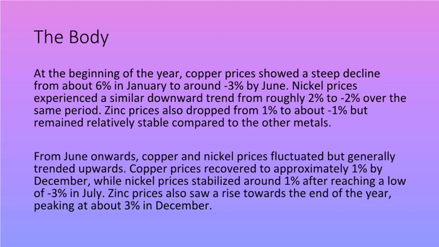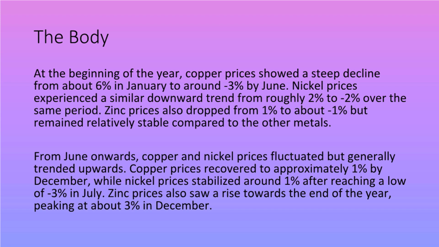At the beginning of the year, copper prices showed a steep decline from about 6% in January to around -3% by June. Nickel prices experienced a similar downward trend from roughly 2% to -2% over the same period. Zinc prices also dropped from 1% to about -1% but remained relatively stable compared to the other metals.